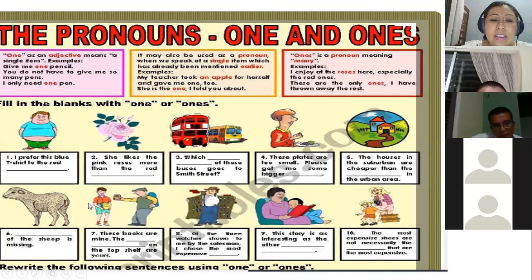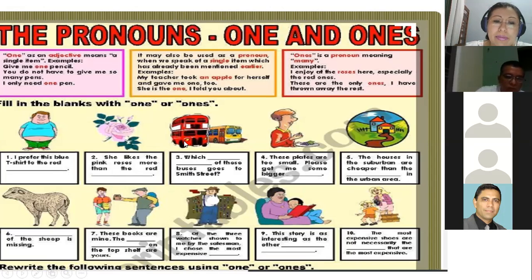Number three, which one of these buses goes to Smith Street? Okay, so in this case, which one? ¿Cuál, verdad? Porque estamos usando la palabra which. Entonces, después de la palabra which, usamos one. Which one of these buses goes to Smith Street? Porque tenemos que escoger entre uno. Okay, these plates are too small. Please get me some bigger ones. Plural with an S because we are talking about plates.